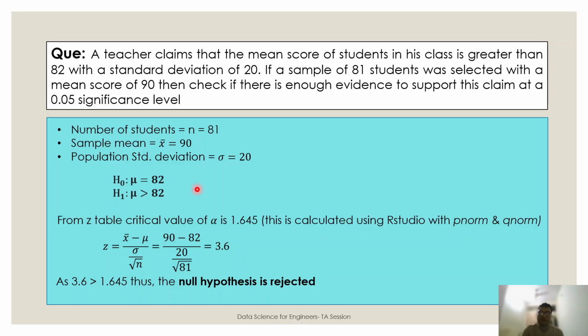Okay, so let's go to this example. A teacher claims, there is one teacher in the class who claims, that the mean score of students in his class is greater than 82 with a standard deviation of 20. If a sample of 81 students was selected with a mean score of 90, then check if there is enough evidence to support this claim at the 0.05 significance level.